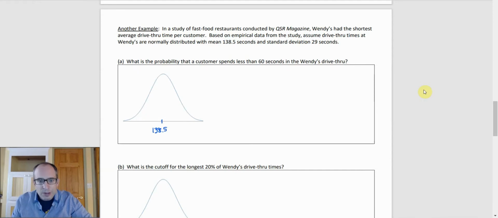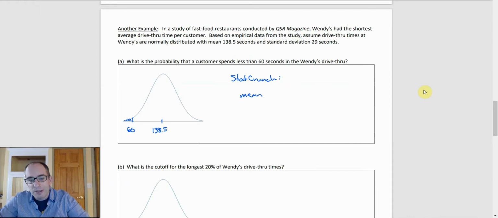And then the probability that a customer spends less than 60 seconds in the drive-through, the 60 is actually way down in the left tail here. So I'm going to say maybe it's about here. And we're trying to get this little tiny tail. So we should get a little tiny number with a little tiny tail, right? So let's see. All right, so with StatCrunch, now we got to change the mean and standard deviation. So the mean should be 138.5, and then the standard deviation should be 29. And then the thing that we're looking for is the probability that x is less than 60.